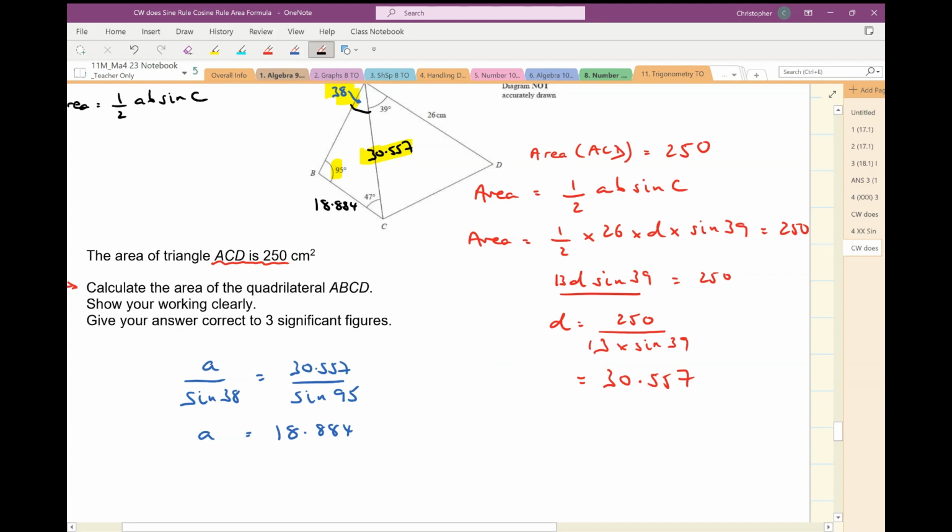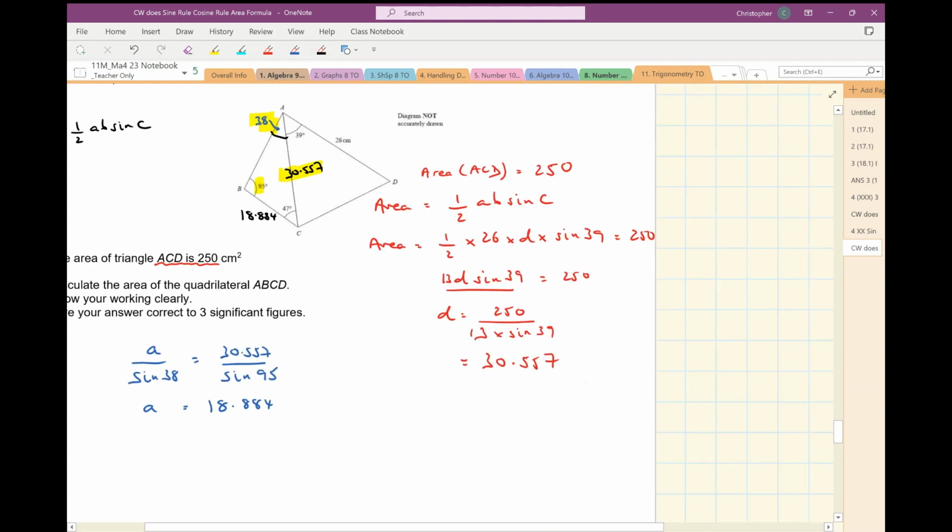18.884. Now I can find the area of that left-hand triangle because I've got side, side, and angle in the middle. Brilliant. So the area will be a half times A times B, the two sides that I have, times sine the angle between them, sine 47. Right, bit of calculator work tells me that the area of that left-hand triangle is 211.01.